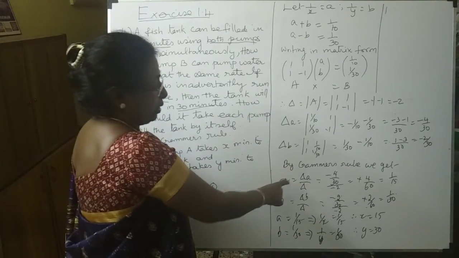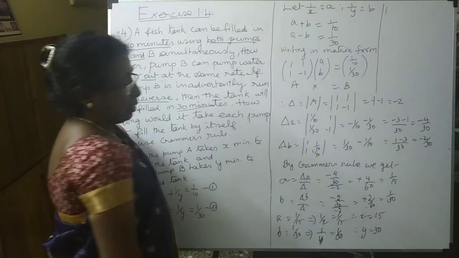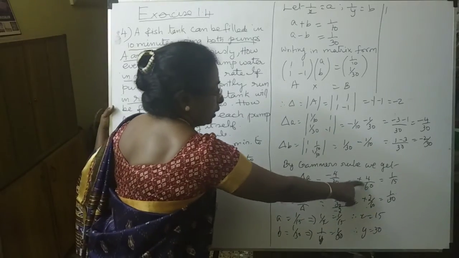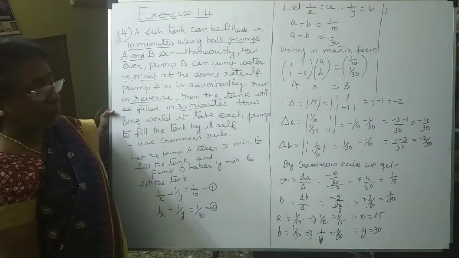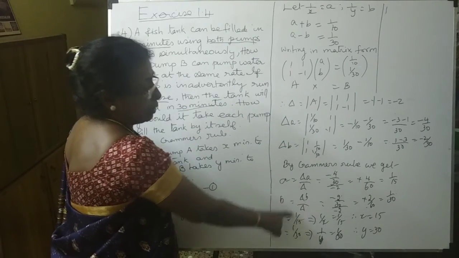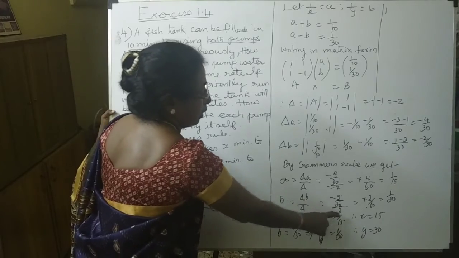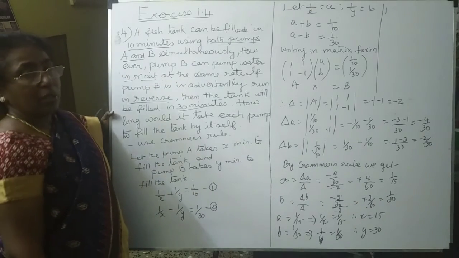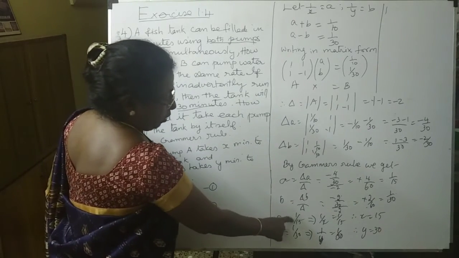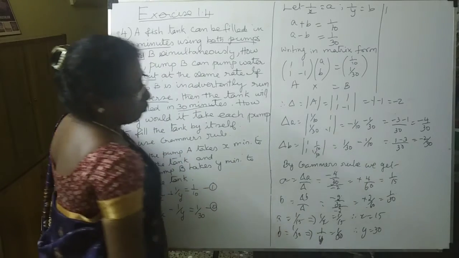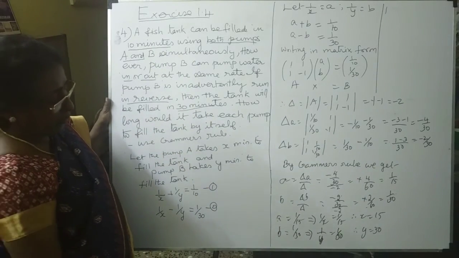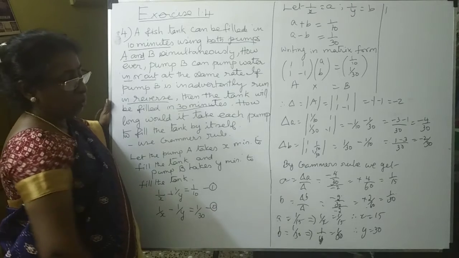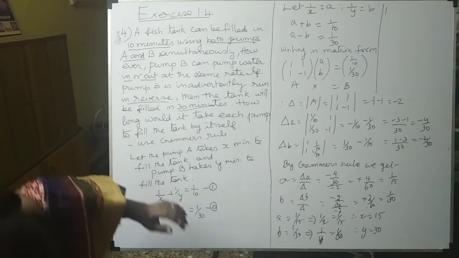By Cramer's rule, we get A is equal to delta A by delta, that is equal to minus 4/30 divided by minus 2. Simplify, you get 4/60, that is 1/15. B value is equal to delta B by delta, that is minus 2/30 by minus 2. Simplify, you get 2/60, that is 1/30. Hence, A is equal to 1/15 implies 1 by X is equal to 1/15, therefore X is equal to 15. B is equal to 1/30 implies 1 by Y is equal to 1/30, therefore Y is equal to 30.